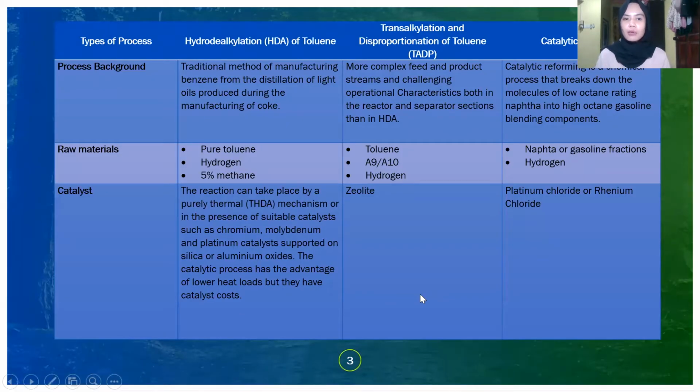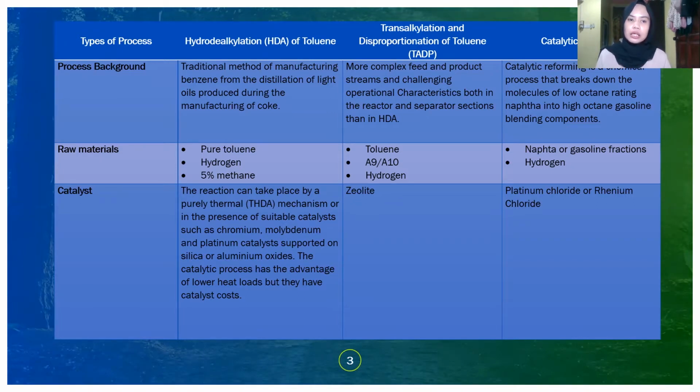Okay, first of all, we focus on the process background, raw material, and catalyst of these three processes. As we all know, HDA of toluene is the traditional method of manufacturing benzene from the distillation of light oils produced during the manufacturing of coke. While for the TADP, it has more complex feed and product streams and challenging operational characteristics both in the reactor and separator section than in HDA. The catalytic reforming is a chemical process that breaks down the molecules of low octane rating naphtha into high octane gasoline blending components.